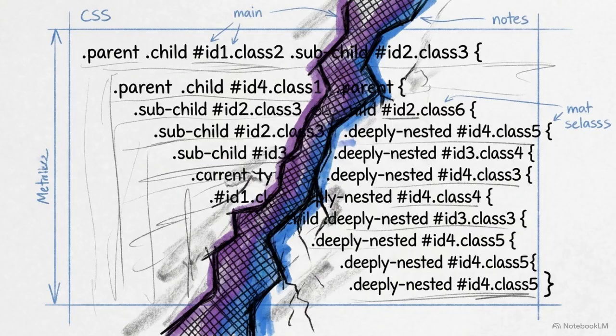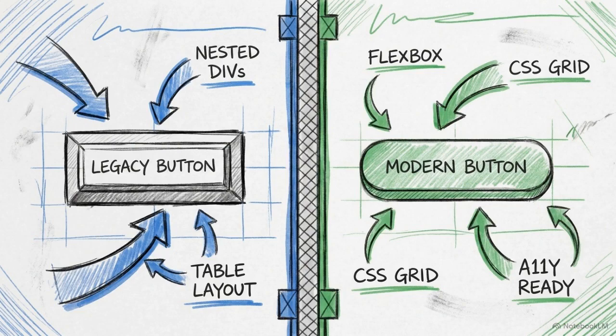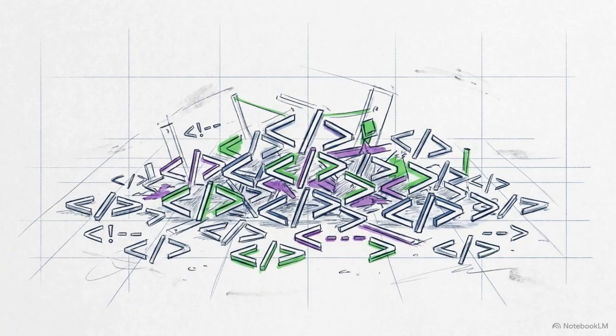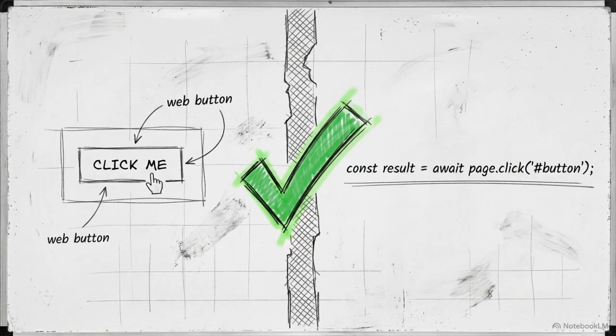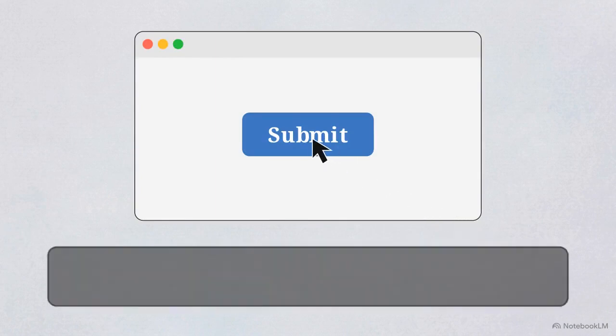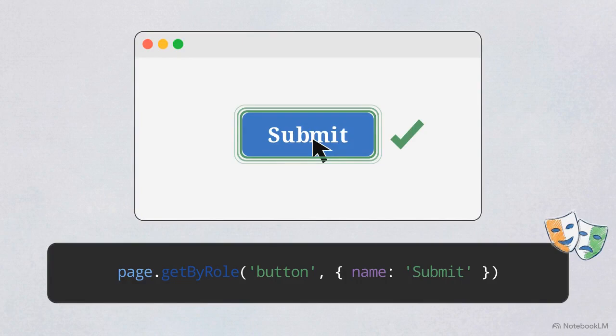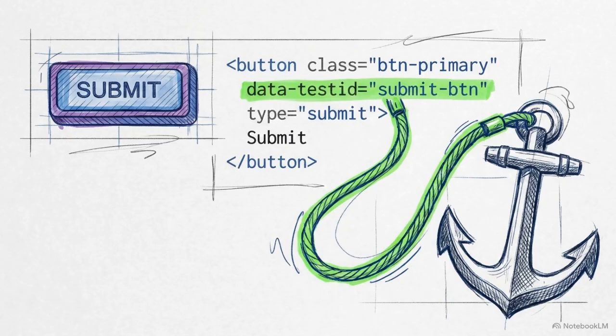We avoid CSS selectors. They often change during UI updates. XPath selectors are similarly fragile, relying on exact HTML order. Instead, we use semantic locators. We use getByRole to find elements based on accessible names, which is exactly how a user actually identifies a button or a link. For cases where accessibility tags aren't present, we use getByTestID.